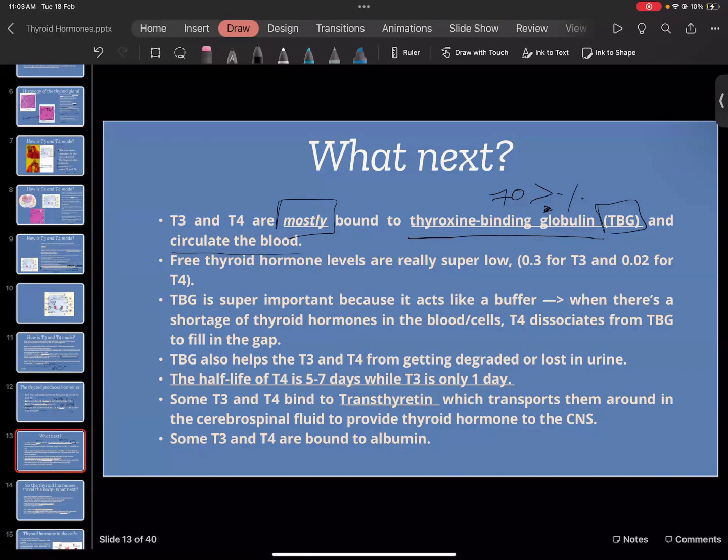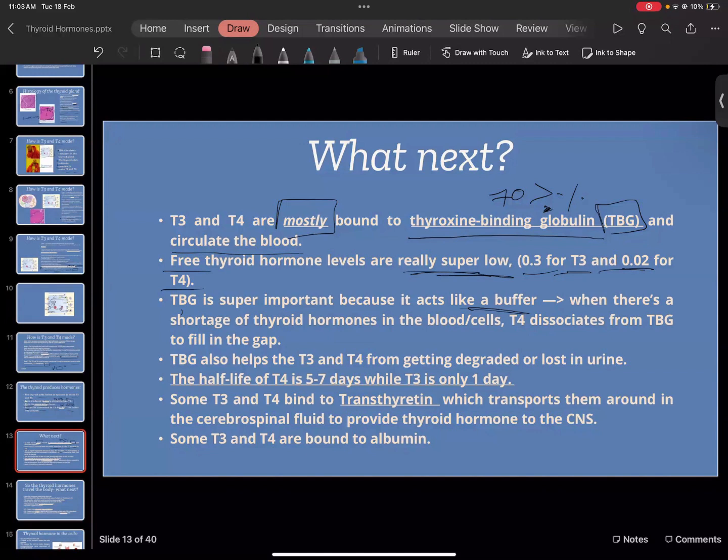Okay, so then we have a little amount of them free. Free thyroid hormones are really super low. You don't have to memorize the numbers, but it's 0.3 for T3 and 0.02 for T4. Thyroxine binding globulin is super important because it acts like a buffer.